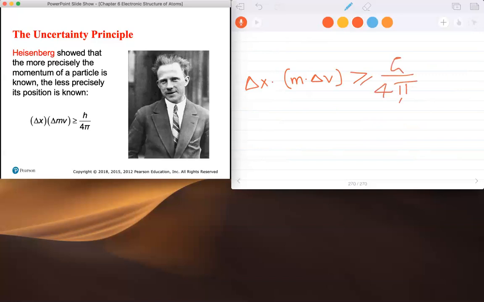You know what pi is? This is 3.14. So this is uncertainty in velocity, and this is uncertainty in position. We cannot know both position and, at the same time, be precise in knowing the velocity.